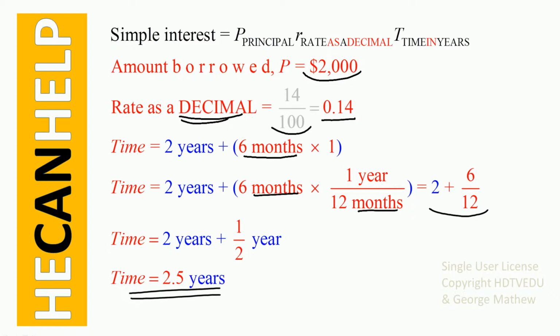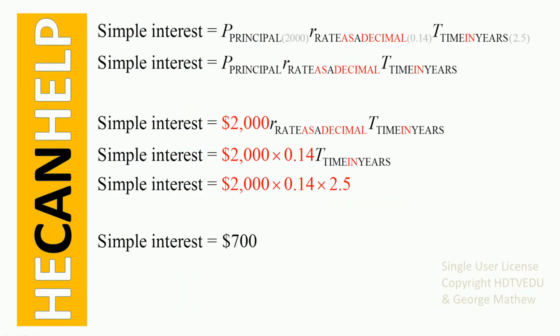So we have the principal, we have the rate in decimal, and we have the time in years. So simple interest is equal to principal, which is, what is the amount John borrowed? $2,000. And what is the rate as a decimal? It is 0.14. So we have that and that. And what is the time in years? It is 2.5 years. So put all those and multiply. So 2,000 is the principal times the rate as a decimal times the number of years gives you $700.